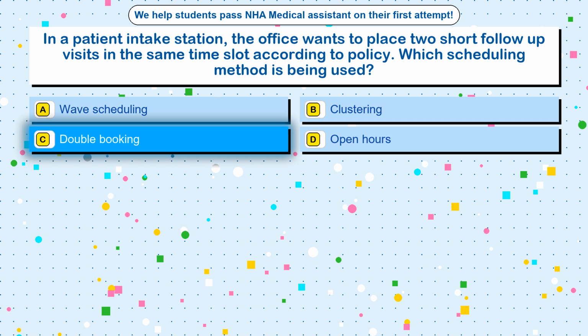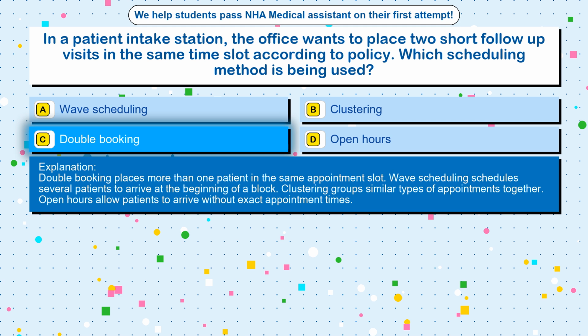Double booking. Double booking places more than one patient in the same appointment slot. Wave scheduling schedules several patients to arrive at the beginning of a block. Clustering groups similar types of appointments together. Open hours allow patients to arrive without exact appointment times.